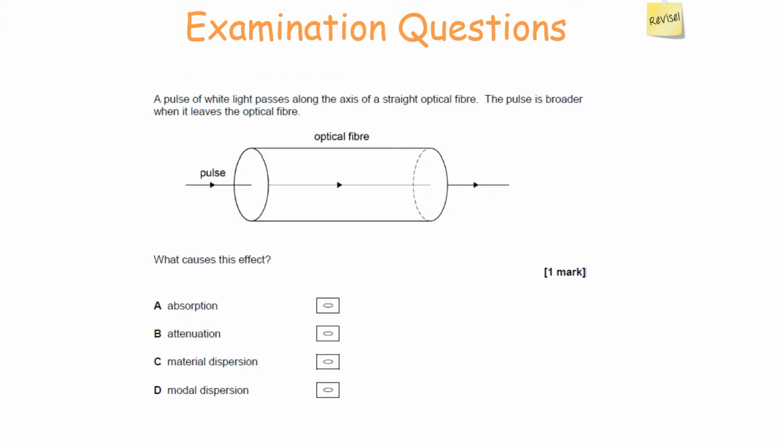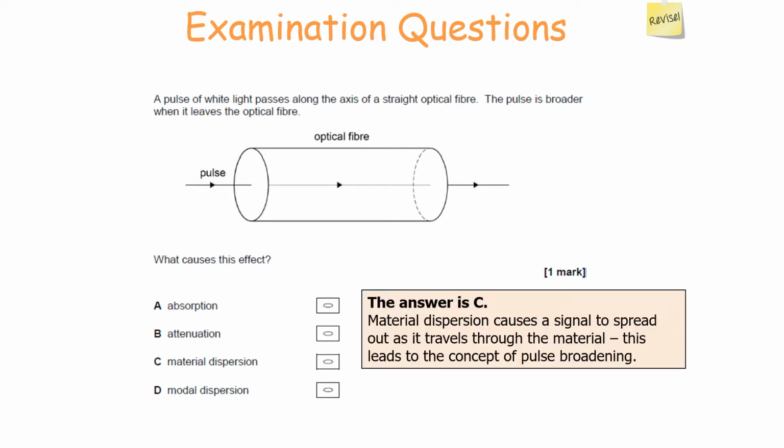Right, so you've got to understand what absorption, attenuation, material dispersion and modal dispersion are. Straight away, absorption and attenuation won't be the correct answer because we're considering the idea of the pulse broadening, which means that the signal is spreading out. Now the answer is C, because material dispersion causes the signal to spread out as it travels through a material, which then leads to the concept of pulse broadening.